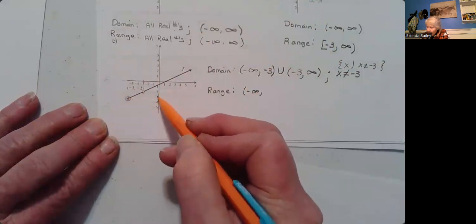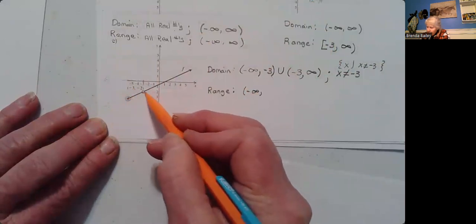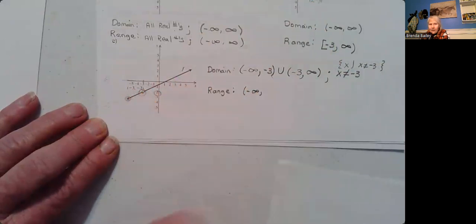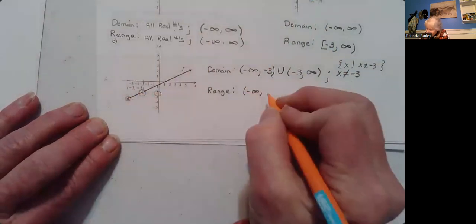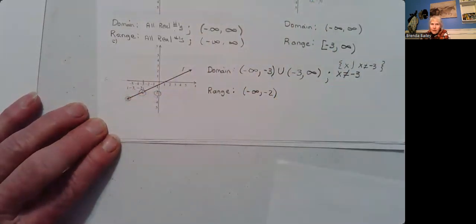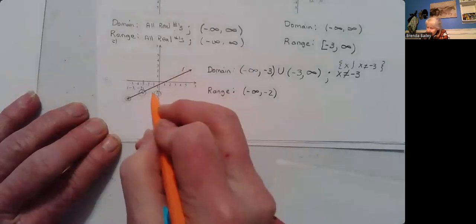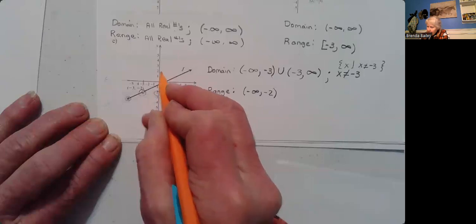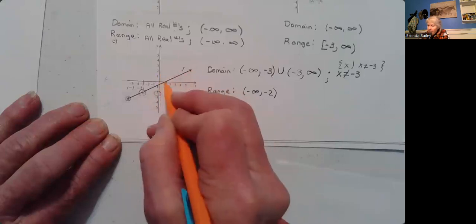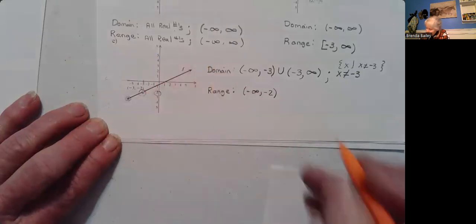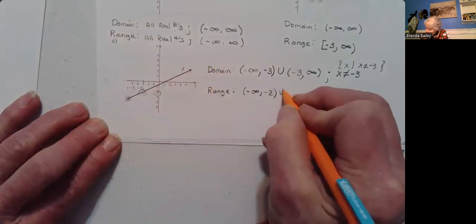We come up, but at a -2, we have a stop. We have a break in our graph at a -2. So we have to stop at a -2 and not include it. Then we start again for this next section. We start at a -2, and because of this arrow, it just keeps going up, up, up. So a -2 clear up to infinity, and we'll union it.